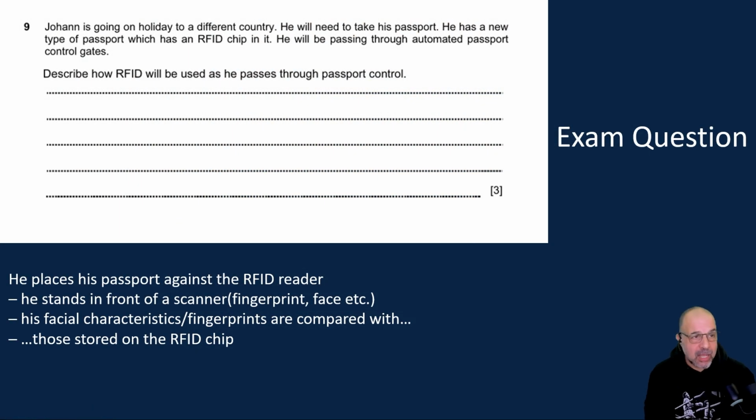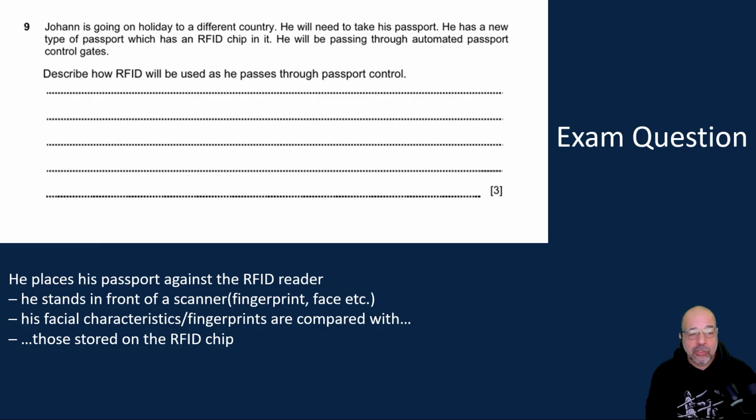Okay, so this is an exam-based past paper question. It says here, Johan is going on holiday to a different country. He will need to take his passport. He has a new type of passport which has an RFID chip in it. He will be passing through automated passport control gates. Describe how RFID will be used as he passes through passport control.